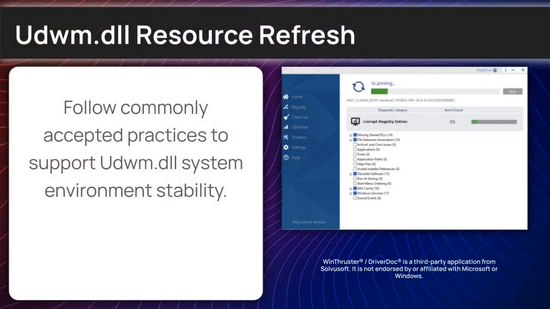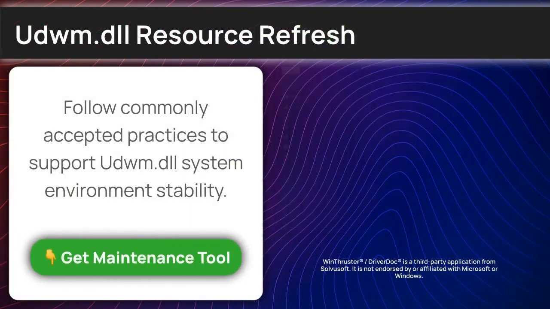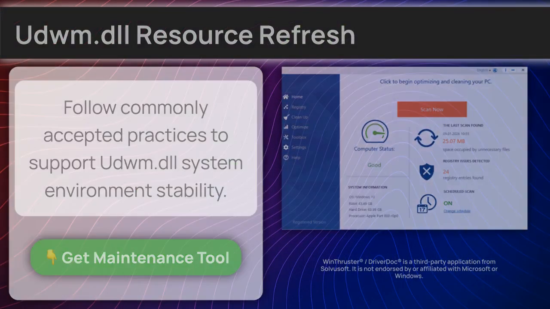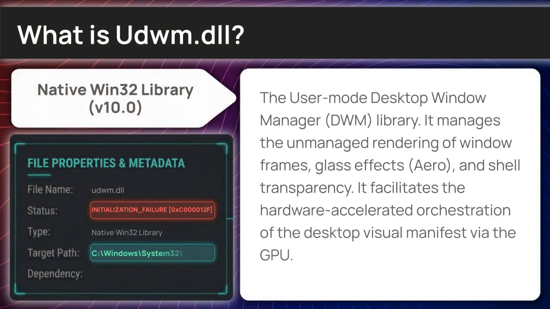To start our troubleshooting for UDWM Library, you can follow my manual steps or use a utility for a clean environment review. This is the UDWM Library, the User Mode Desktop Window Manager DWM Library. It manages the unmanaged rendering of window frames, glass effects, Aero, and shell transparency. It facilitates the hardware-accelerated orchestration of the desktop visual manifest via the GPU. With that context in mind, our first logical step is a clean reinstallation.